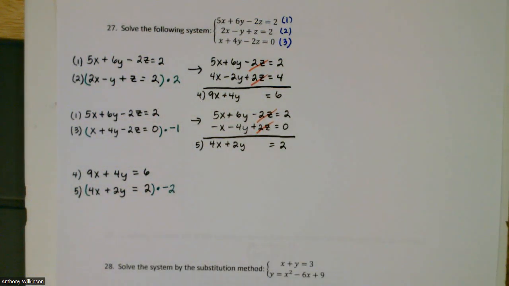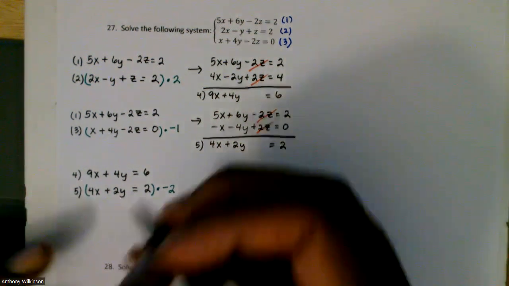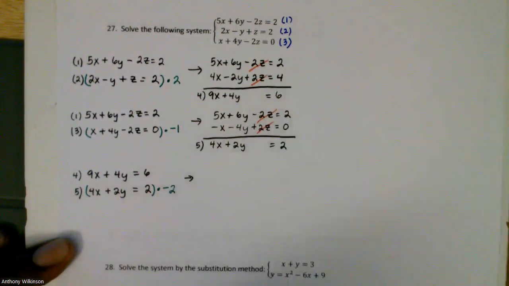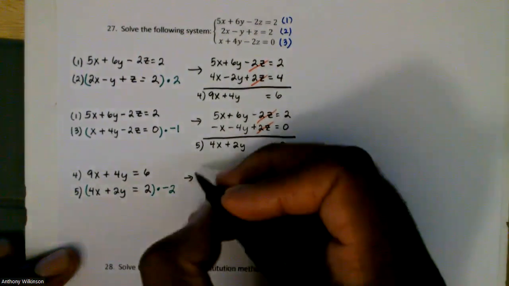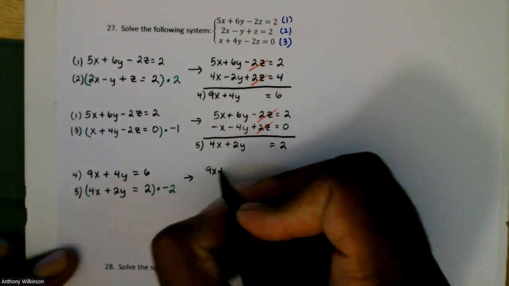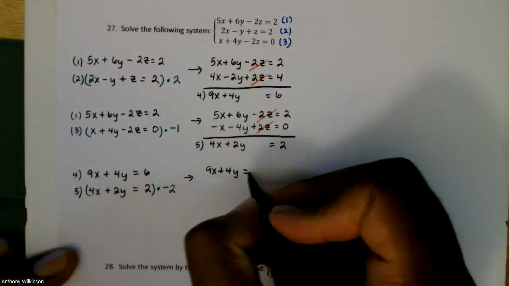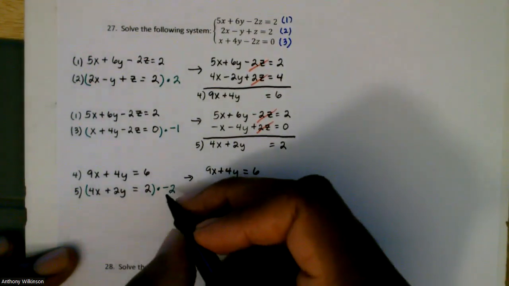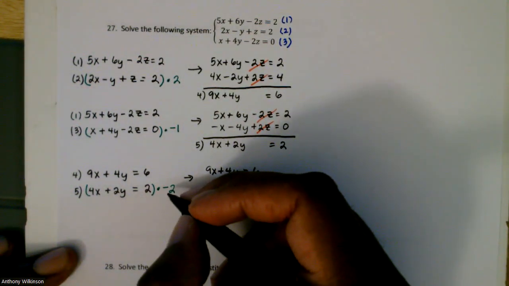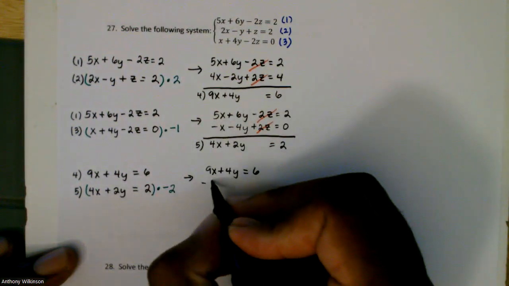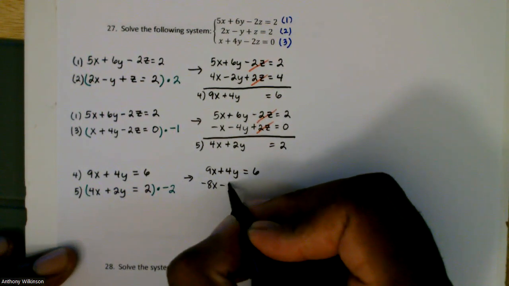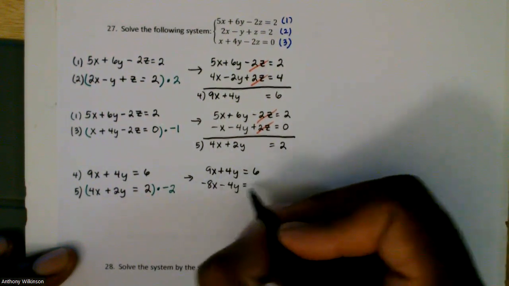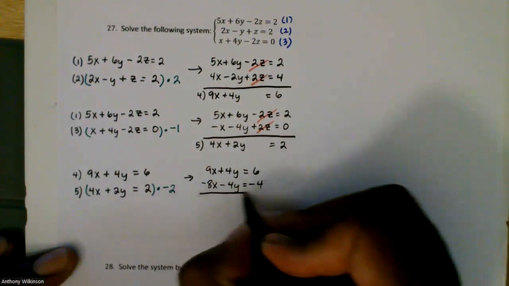Sometimes you have to work with the one that's going to be easy for you to eliminate. There's no set rules for that, but you just have to kind of think about what you have and try to work with that. So if I bring on that 9x plus 4y to be equal to 6, multiply the equation 5 by negative 2, negative 2 times 4x will be negative 8x. Negative 2 times 2y will be minus 4y, equaling 2 times negative 2, which would be negative 4.